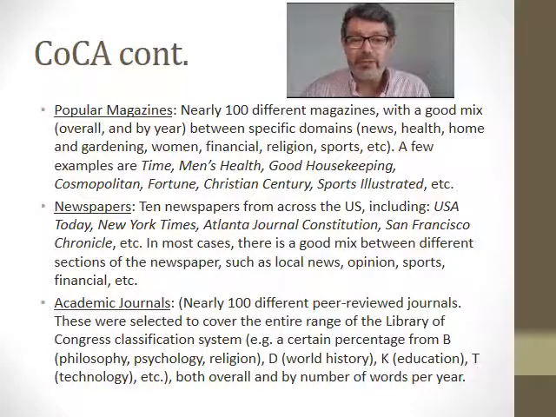The newspaper data comes from 10 newspapers from across the United States, including USA Today, New York Times, Atlanta Journal-Constitution, San Francisco Chronicle, etc. In most cases, there's a good mix between different sections of the newspaper, such as local news, opinion, sports, financial, and so on. And finally, the academic journal part includes nearly 100 different peer-reviewed journals. These were selected to cover the entire range of the Library of Congress classification system. That is a certain percentage from B, philosophy, psychology, religion, D, world history, K, education, T, technology, and so on, both overall and by number of words per year.